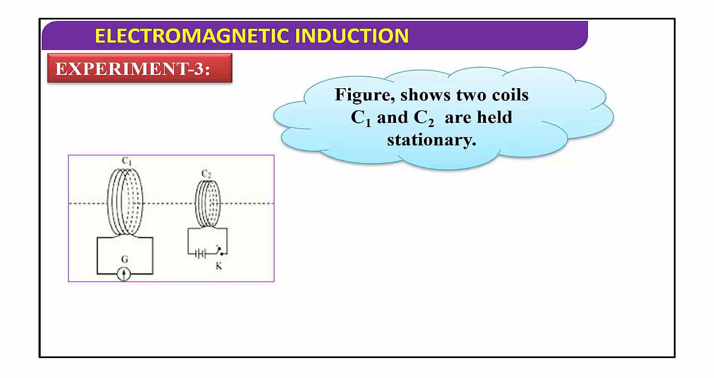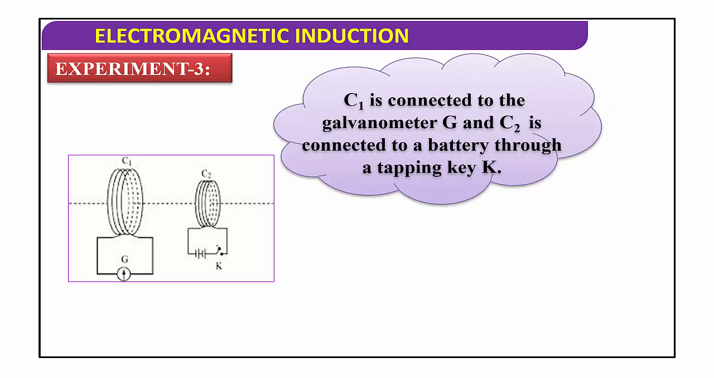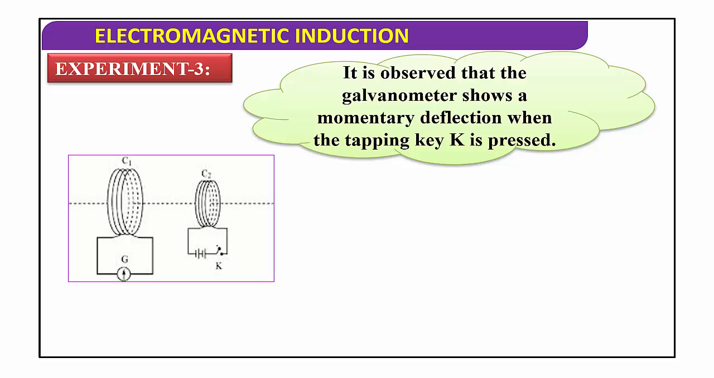The figure shows two coils C1 and C2 which are held stationary. They are not moving. There is no relative motion. Both coils are at rest. Coil C1 is connected to a galvanometer which shows the presence of current. Similarly, coil C2 is connected to a battery through a tapping key K. Then it is observed that the galvanometer shows a momentary deflection when the tapping key K is pressed.